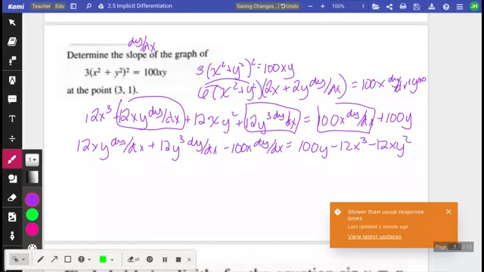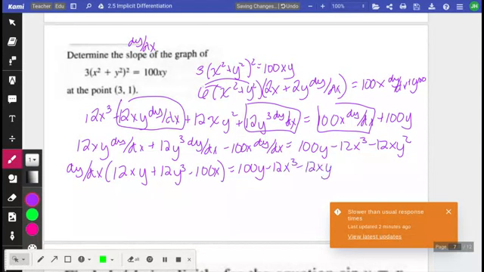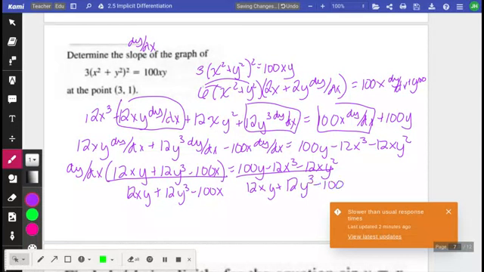Then I can factor out the dy over dx from the left side. And I have 12xy plus 12y cubed minus 100x equals 100y minus 12x cubed minus 12xy squared. And then I will divide by this whole thing on both sides. And this does simplify a little bit. If you notice, all the terms are even. Not just even, but divisible by 4. So we can simplify it just a little bit by dividing everything by 4.